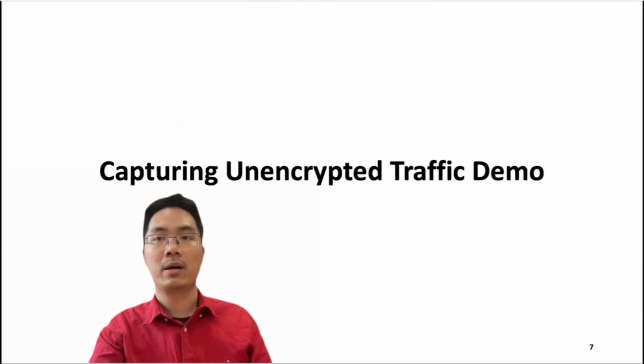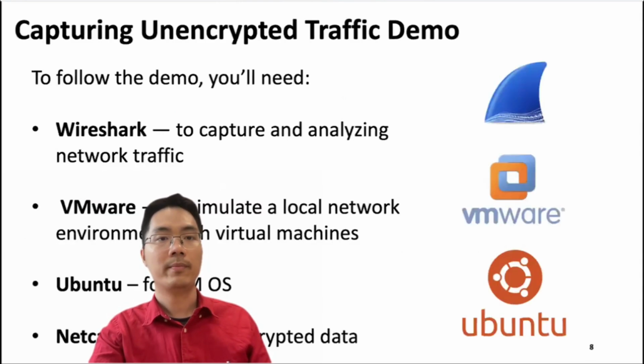Next, we will make a demo on how to capture unencrypted traffic. To follow the demo, you will first need the software Wireshark to capture and analyze network traffic. Then you need the software VMware to simulate a local network environment with virtual machines. And you will need Ubuntu to install the OS for each virtual machine. You also need to install Netcat in Ubuntu to send unencrypted data.